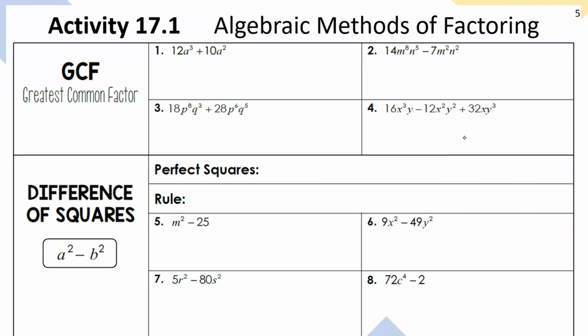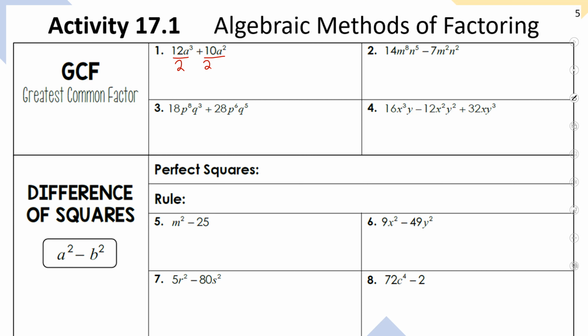Okay, so today we are learning different ways of factoring. We're going to learn different methods. So the first method is the greatest common factor. What I'm going to do with number 1 is I can divide both of these by a 2. That is the largest number that I can divide both of these by.